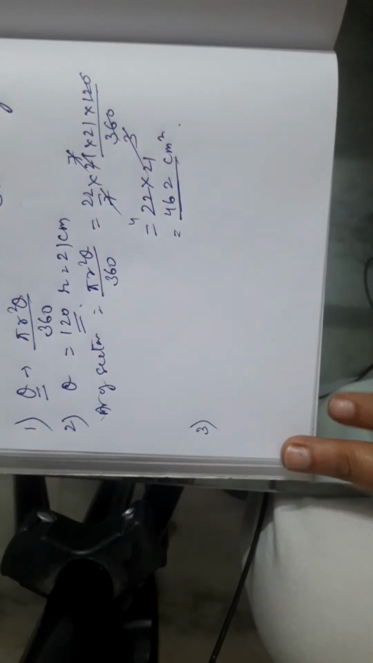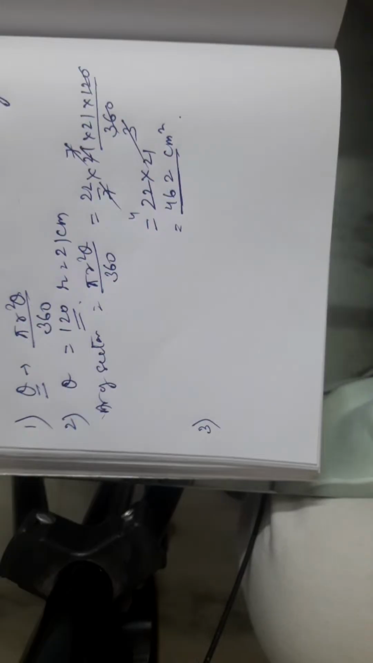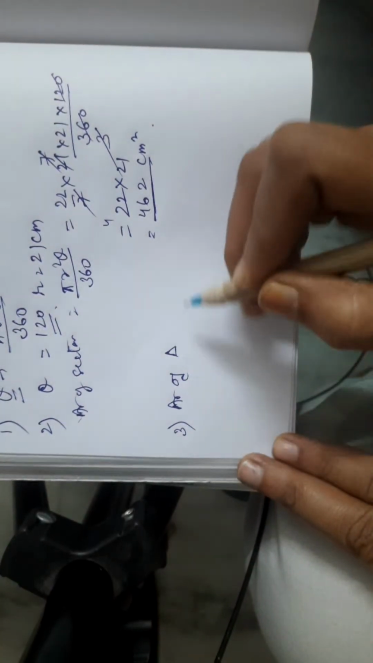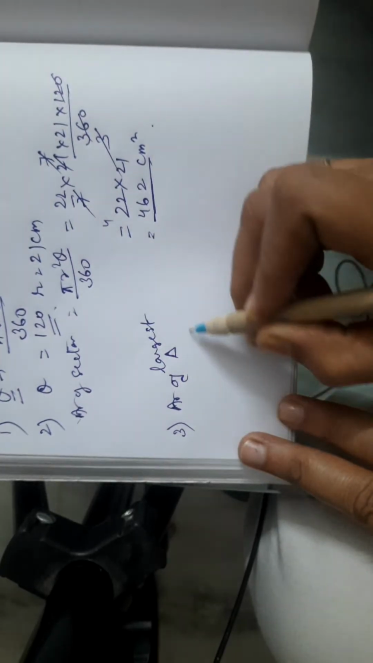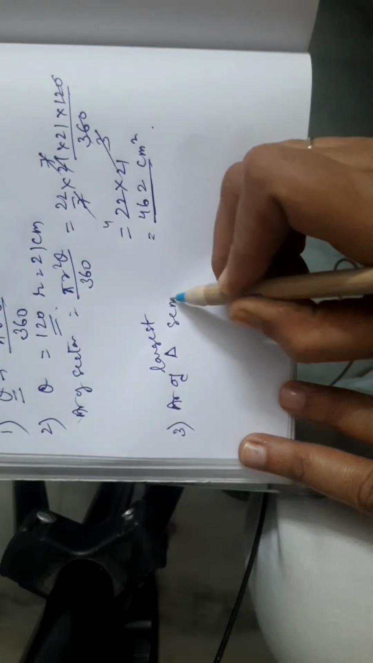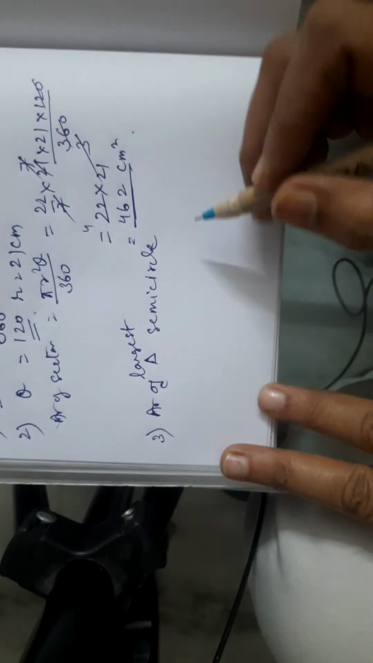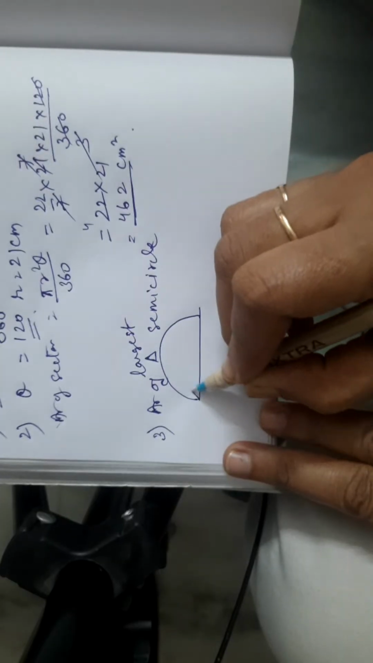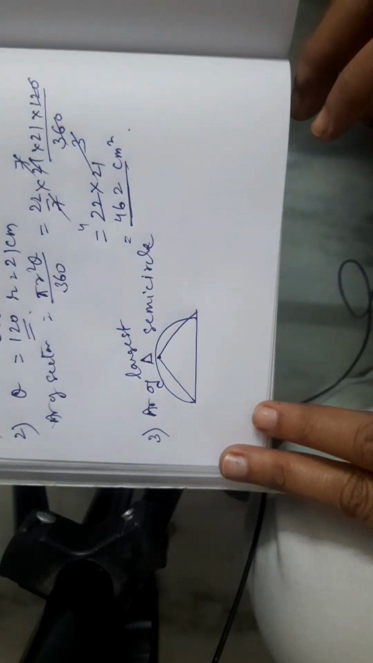Now one of the important MCQ of this chapter: area of the largest triangle inscribed in a semicircle of radius 8. The question is given, area of the largest triangle inscribed in a semicircle. So what is the meaning of inscribed? Inscribed means it is inside. If there is a semicircle, the largest triangle which is inside the semicircle, we need to find the area of that.